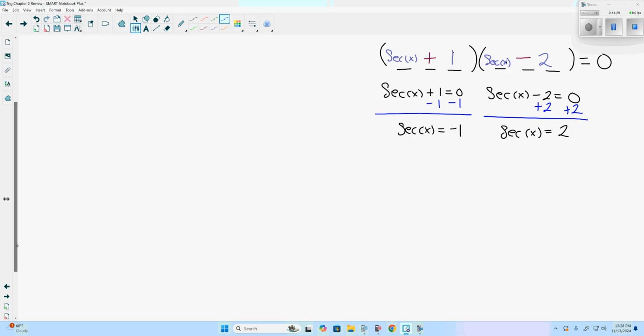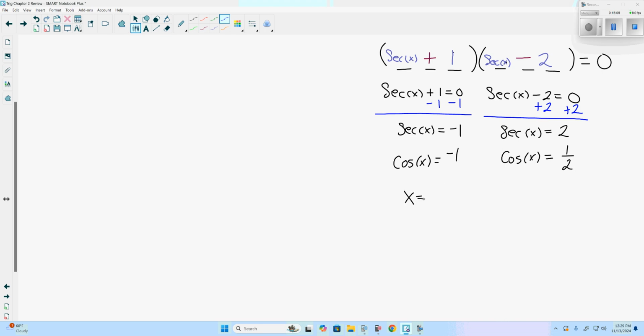Now secant of x is not on the unit circle, but secant is the same as 1 over cosine, or cosine of x is equal to 1 over, we flip it. Well, if you flip negative 1, you just get 1 over negative 1, which is just negative 1. Now for our secant of x equals 2, if we flip 2, we get 1/2. Which is a little bit nicer, because now we can look at the unit circle and find our angles.